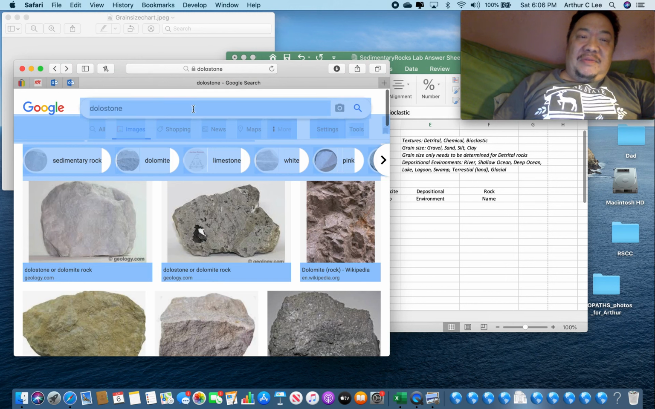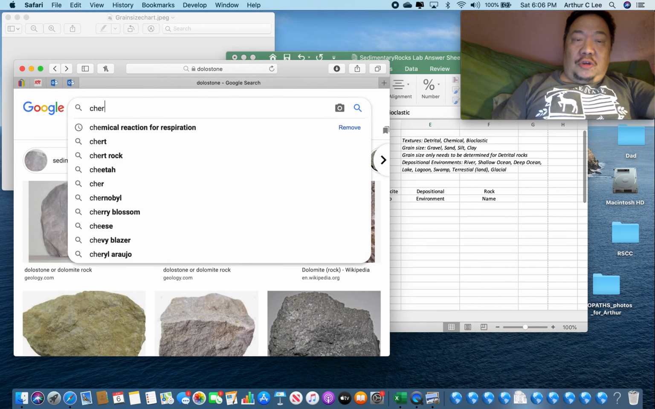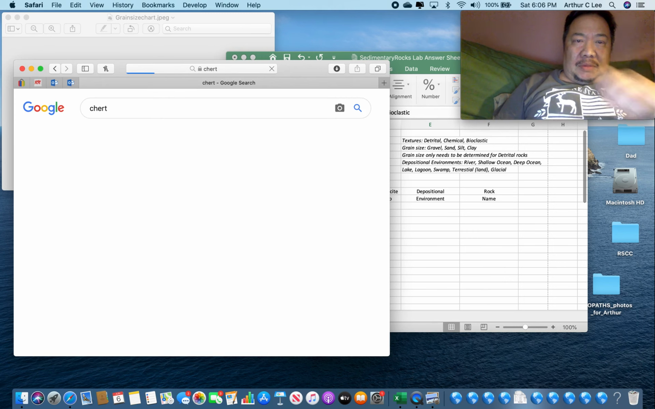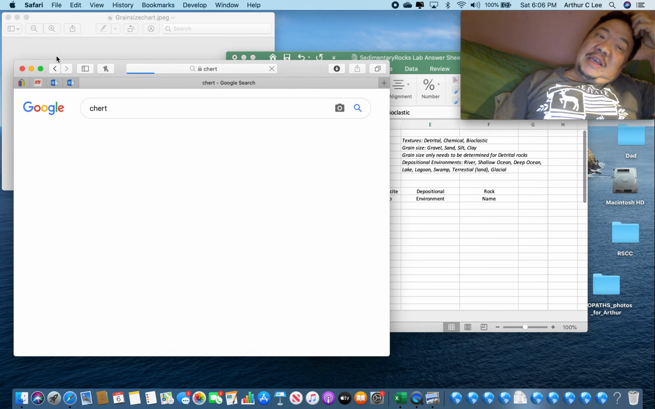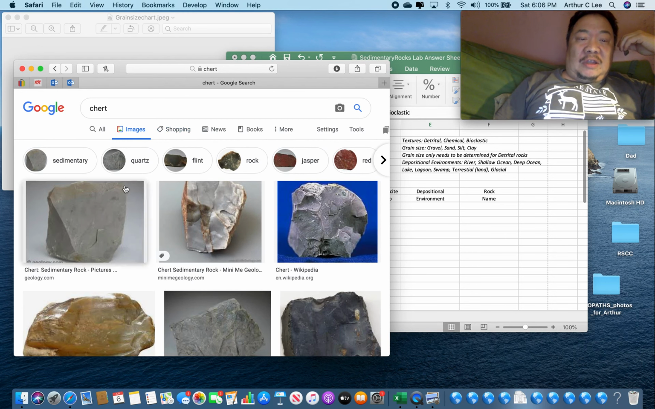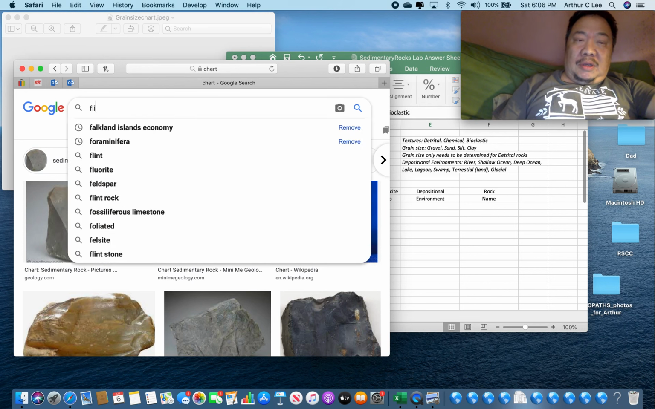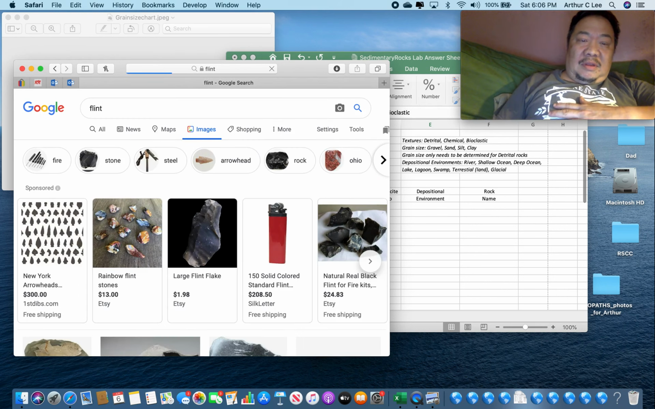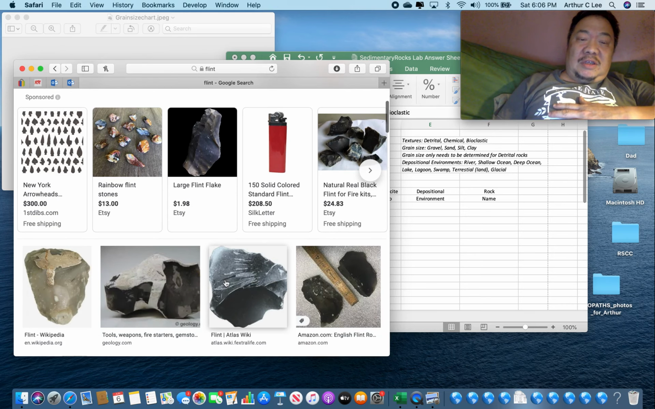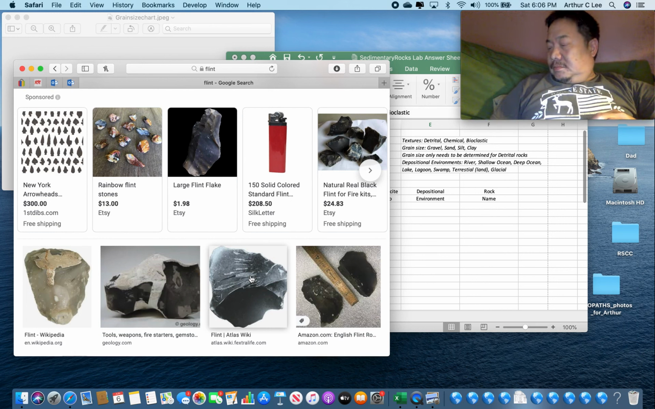I'm also going to give you a piece of glass so you can identify chert. Chert is light in color. The Indians used to use it to make arrowheads, so it's very sharp. You could scratch glass with it. A dark colored chert is called flint. These are both chemical sedimentary rocks. So this is a dark colored chert and it's called flint. Those are the rocks that you need to identify.